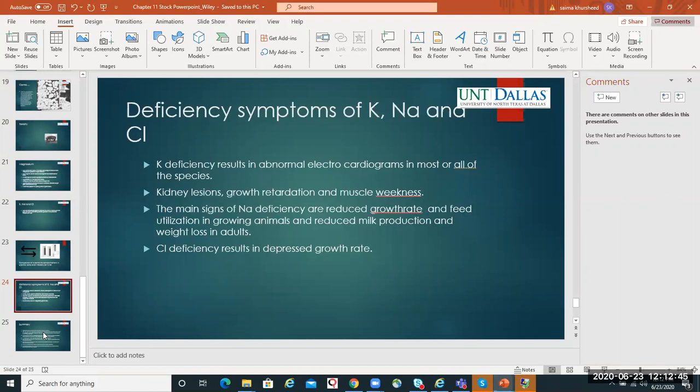So, toxicity of sulfur. Because the intestinal absorption of inorganic sulfur compounds is low, sulfur toxicity is not a major problem. However, a serious neurological disease, polioencephalomalacia, PEM, can occur in ruminants that are fed high levels of sulfur, which leads to excessive production of sulfides in the rumen.